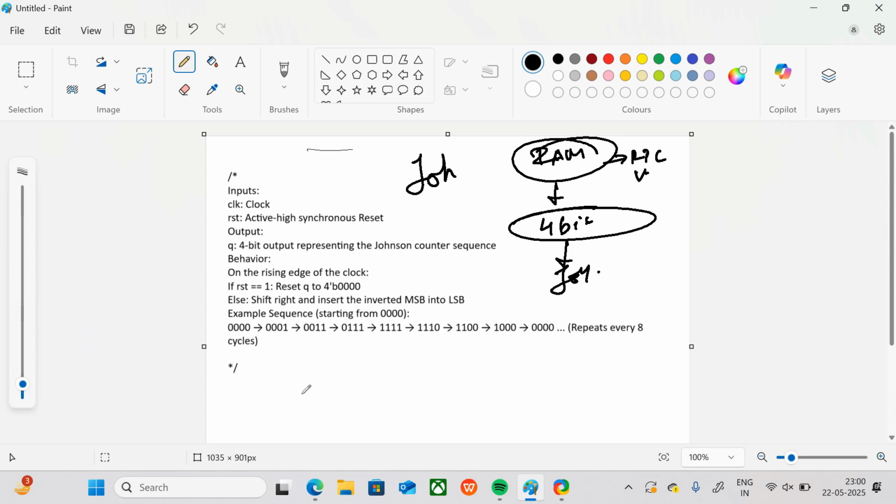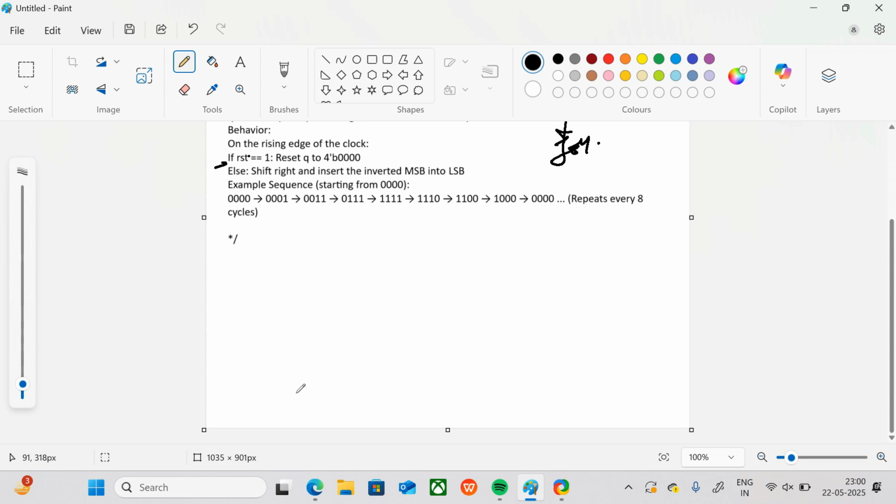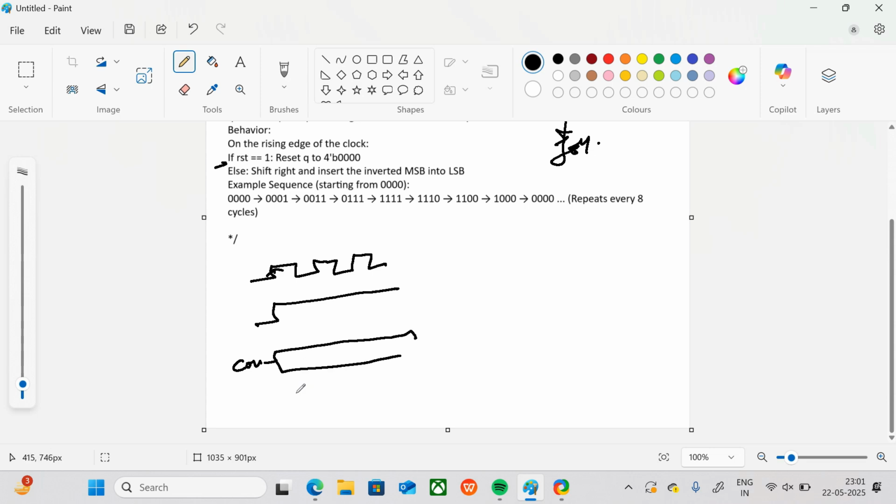First of all, we will discuss the theory of the Johnson counter and then we will start our implementation part. Here it is given that on the rising edge of clock, suppose here is your clock, at every rising edge of your clock, if your reset signal is high, let's say this is your reset signal, then your count value should be 0. Whenever your reset is high, your count value should be 0 only.